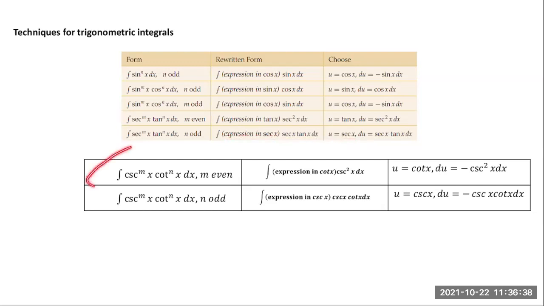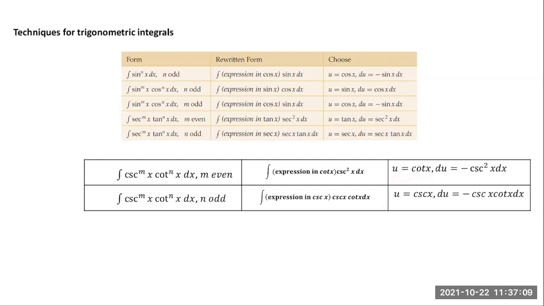I have added two additional formulas here. If you have an integral of this form, integration of cosecant mx cotangent nx with m is even, then you need to write your original integral in this form, cosecant squared x dx at last, and then you need to write the remaining thing as a function of cotangent x. In that case your substitution is going to be u is equal to cotangent x.